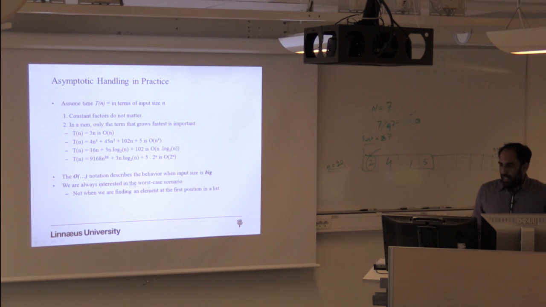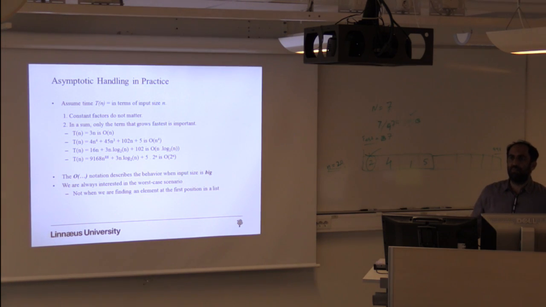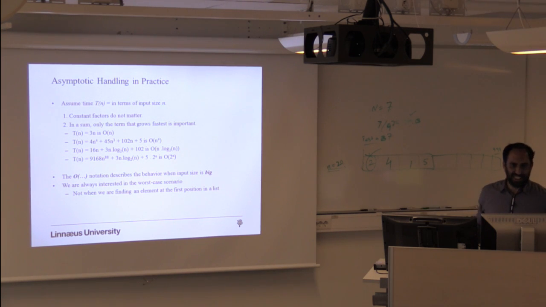Okay, and as I already described, this time complexity estimate is when we care about the worst scenario, and in the case of input size, the worst scenario will be when the input size is very large. We are always interested in the worst case scenario, not when we are finding an element at the first position in the list. If you are comparing using the asymptotic analysis approach, then you have to take into account the larger, worst case scenarios, not the simple cases.